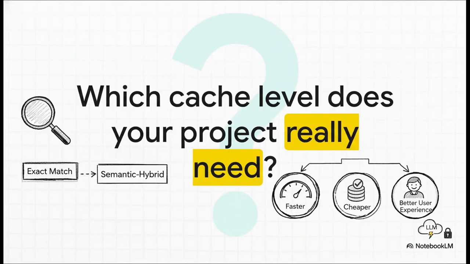So, as we wrap all this up, the big question really comes back to you. Which one of these caching levels does your project actually need? Maybe a simple exact match is good enough, or maybe you need that sophisticated hybrid model. The right choice is all about your specific use case. The key is to think about it, analyze what your users are doing, and pick the solution that's going to make your app faster, cheaper, and just plain better for everyone.